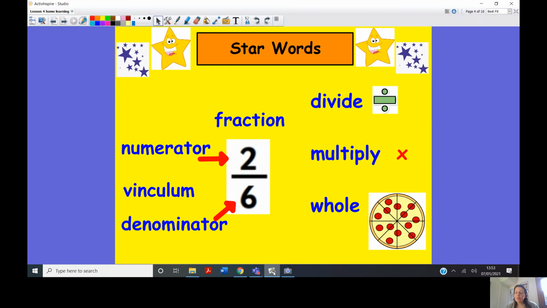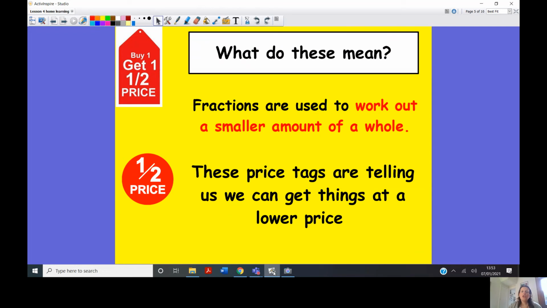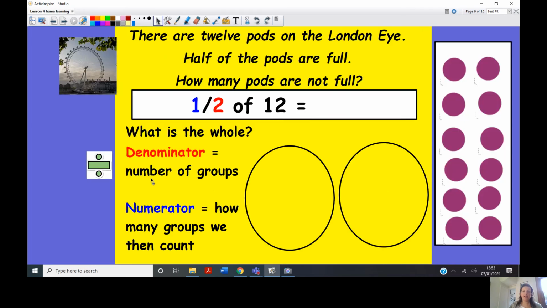So we're going to look at a few examples on the ActivInspire now. Fractions are used to work out a smaller amount of a whole. We can see this price tag here: buy one, get one half price. They're telling us that we can buy things at a lower price.